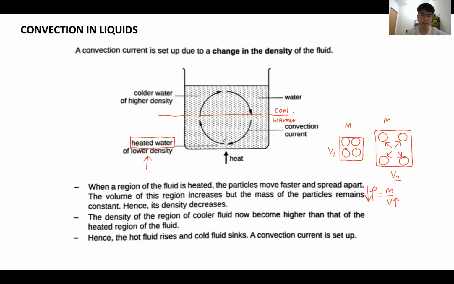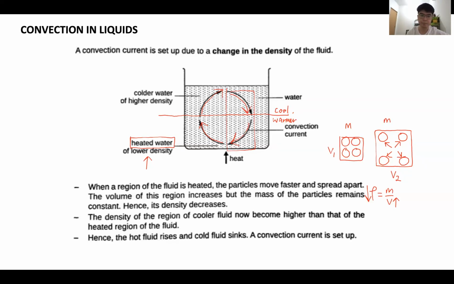Okay, so as a result, you get this kind of movement. When the hot liquid comes up, it creates something like a vacant space, a partial vacuum, and then quickly the cold water will fill in. So this movement is caused by the denser liquid filling the gap.